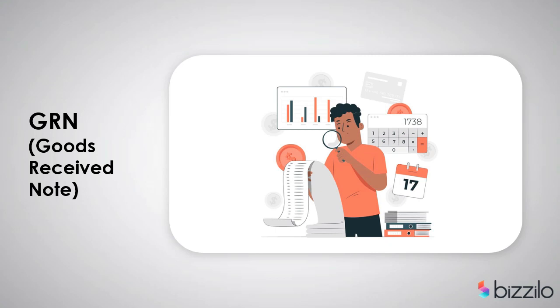All 3 parties verify the delivery details before granting authorization. The Goods Received Note serves as confirmation that the order has been successfully delivered, received, and meets the satisfaction of all involved parties. In Bizzilo, a Goods Received Note, GRN, can be created from various transactions, including purchase orders, POs generated when goods or services are ordered from a supplier.